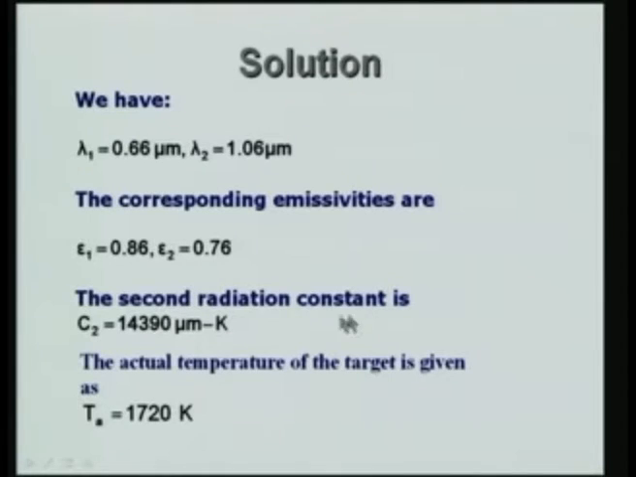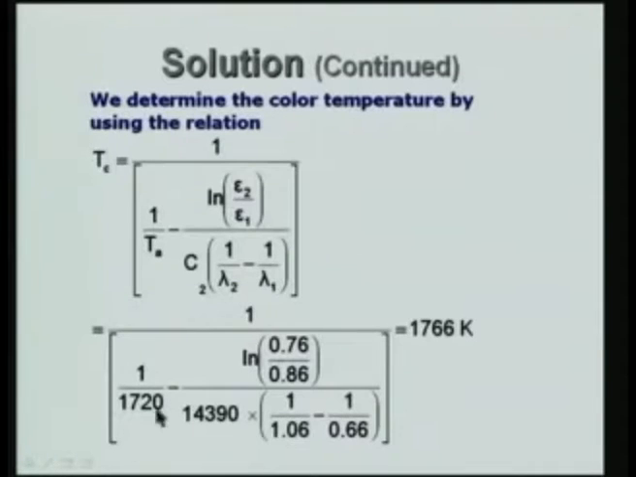The second radiation constant we already know is required for the calculation, and therefore I have written it down, 14,390 micrometer Kelvin. And consistently what we are doing in solving problems is to use micrometer for the wavelength, and the radiation constants C1, C2, etc. will also consist of micrometer as the unit of wavelength in that definition. So, the actual temperature of the target is also given, by Ta equal to 1720 Kelvin. So, the problem is very simple.